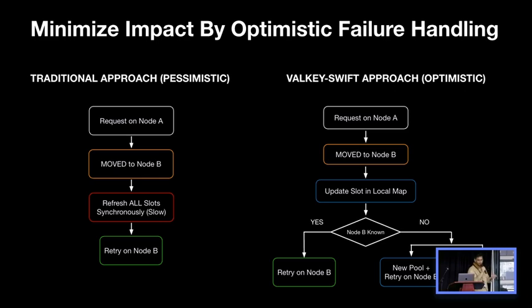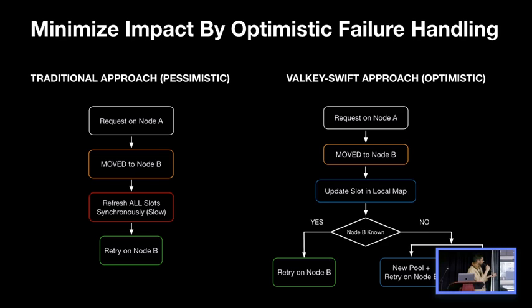If we don't know the node, then this is a scenario where the cluster was expanded. So what we do is we first create a connection pool on the fly to the target node. We retry the request, and we finish the request on the target node, and then we do the refresh later, asynchronously. So either way, both yes and no, we first focus on finishing the request and then do the heavy lifting of refresh later, only if needed. With the pessimistic approach, a simple resharding can easily take more than tens of milliseconds, but with an optimistic approach, we can finish that simple resharding within a millisecond or two.